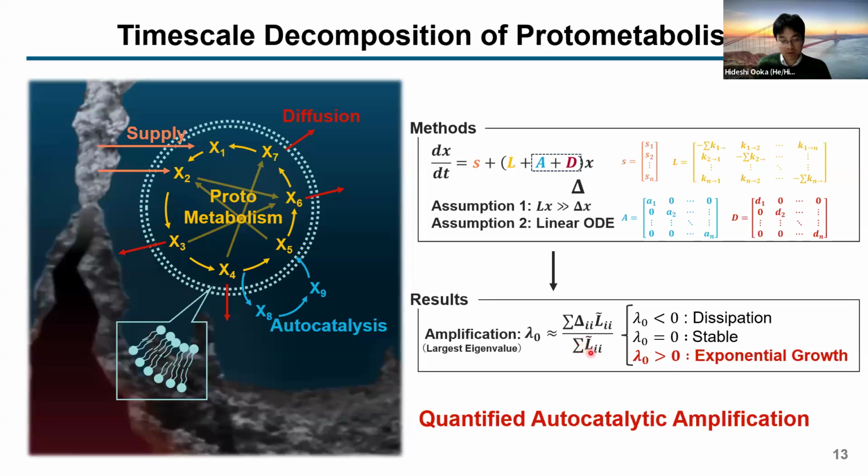Based on this eigenvalue, for example, if the largest eigenvalue is negative, then we know that the network is going to dissipate. If it's 0, then it's stable. And if it's positive, then we can expect exponential growth.